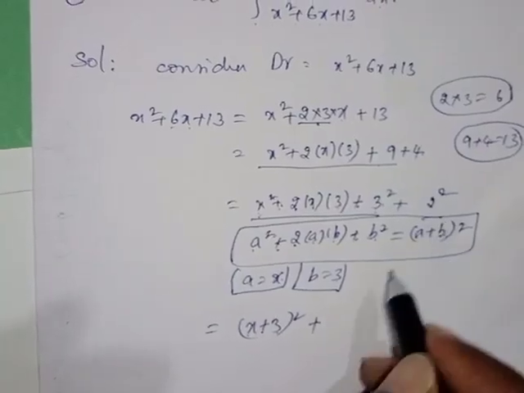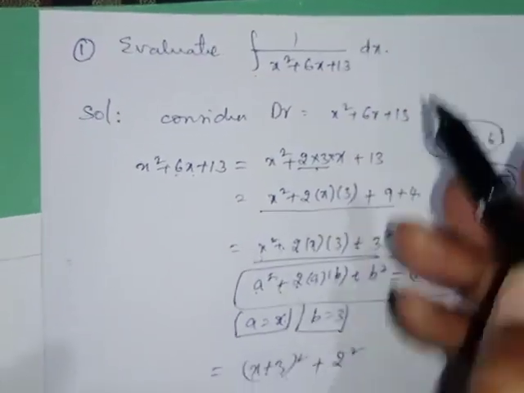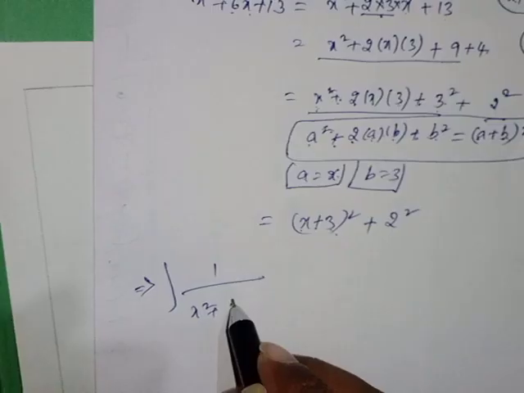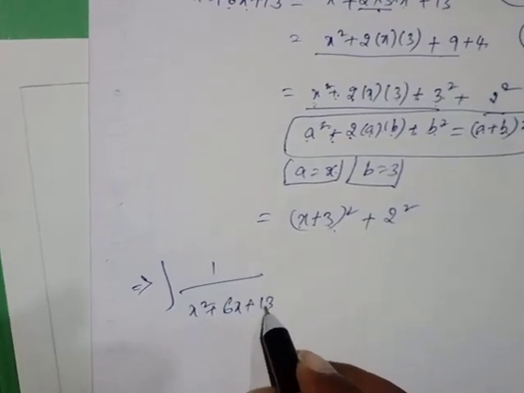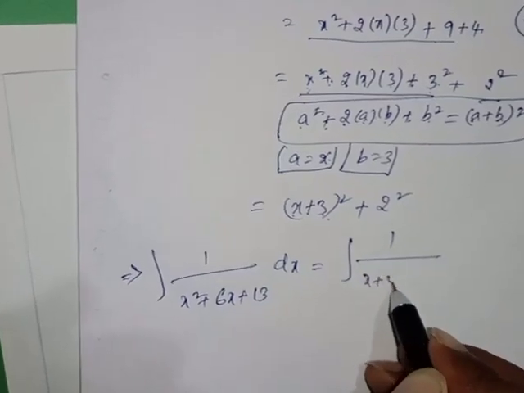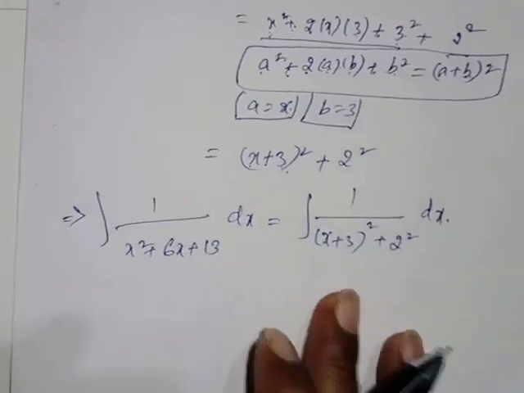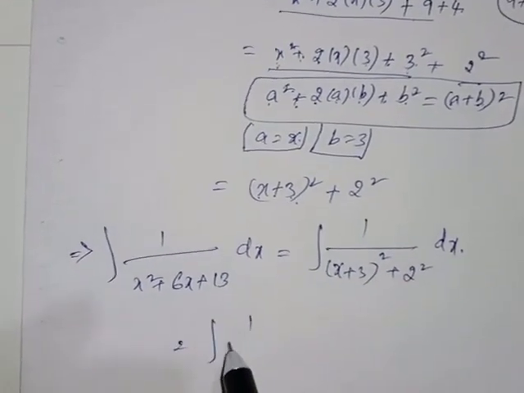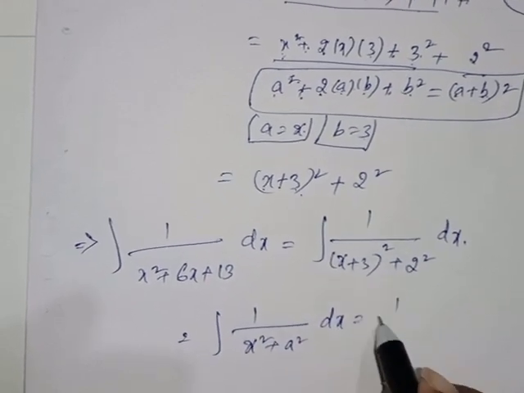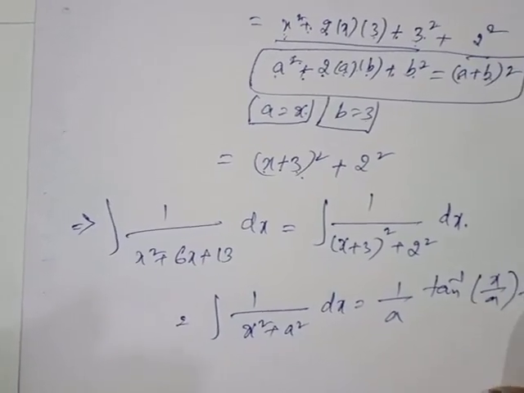plus 2 square. Substitute this in the given question: the denominator, that is, the integral of 1 upon x square plus 6x plus 13 into dx, is equal to the integral of 1 upon x plus 3 whole square plus 2 square into dx. This is the formula: the integral of 1 upon x square plus a square dx is equal to 1 by a into tan inverse of x by a plus c.